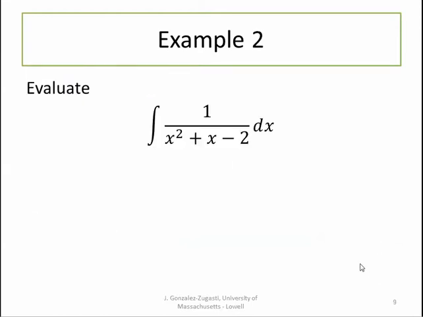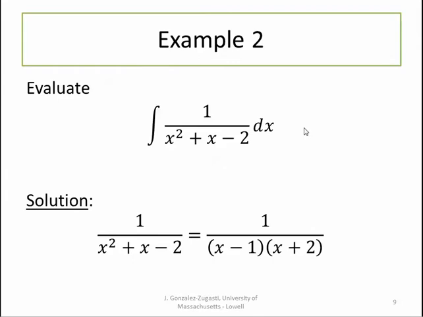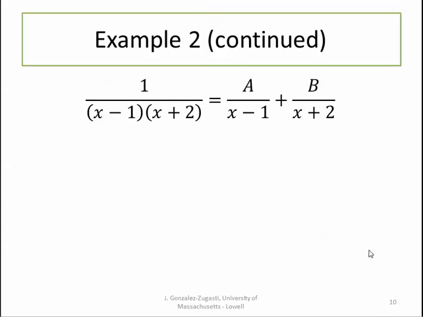So now let's use this to evaluate an integral. Let's evaluate the integral of the rational function 1 over x squared plus x minus 2. So the first thing we're going to do is completely factor the denominator. And now that we've completely factored the denominator, we're going to write it as a sum of partial fractions. So x minus 1 is linear. There's one copy of it, so there'll be one term for that. x plus 2 is linear. It's raised to the power 1, so there'll be one term for that.